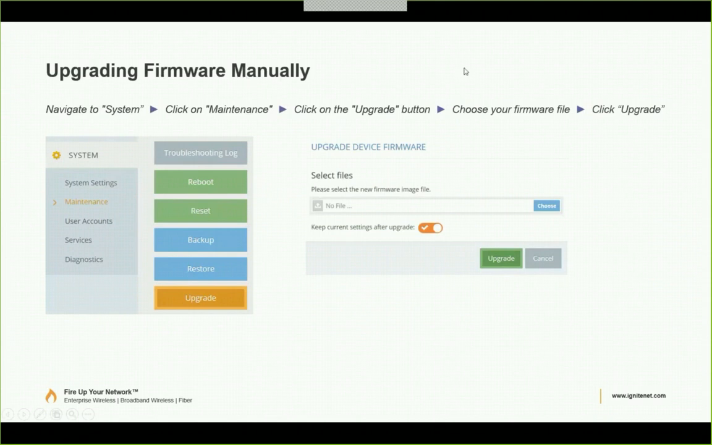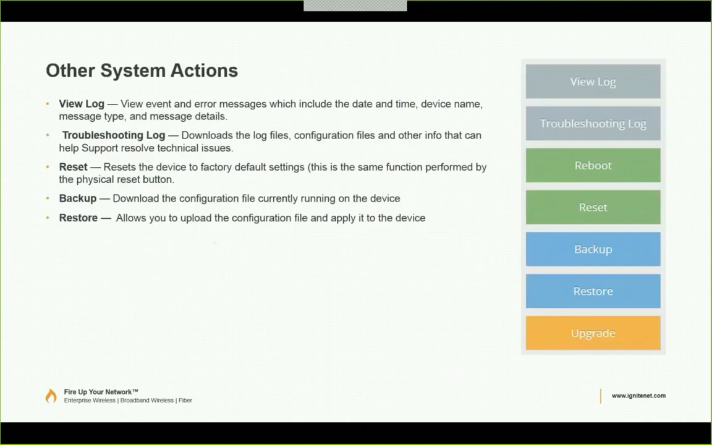Some other things you can do with the GUI would be upgrading firmware manually. It's fairly simple to upgrade your firmware manually if you want. You just go to System, Maintenance, click on the Upgrade button, and choose the file which you would have downloaded from our support site, and then click Upgrade. If you click the Keep Current Settings after Upgrade, it will keep the settings you have. If you click on that to where it is not filled in, then it will reset to defaults when you upgrade.